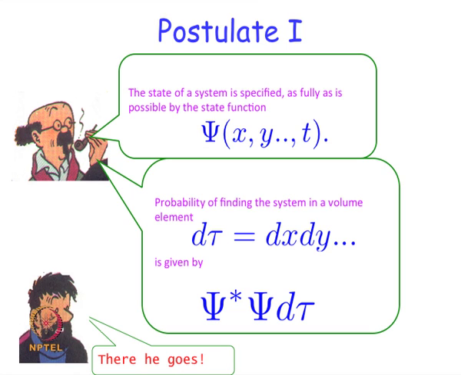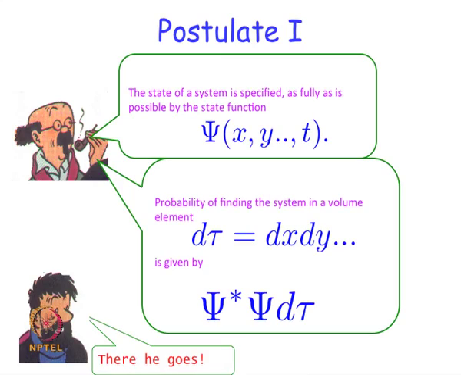Once you know the state function, it is possible for you to calculate the probability that the particle, or your system, may be found in a given volume element, which we denote by the symbol dτ. I also pointed out that depending upon what your system is, the definition of dτ could be different. It may be dx dy dz if it is a particle moving in 3 dimensions, while if you idealize the particle as moving in one direction only, then dτ will be just equal to dx.